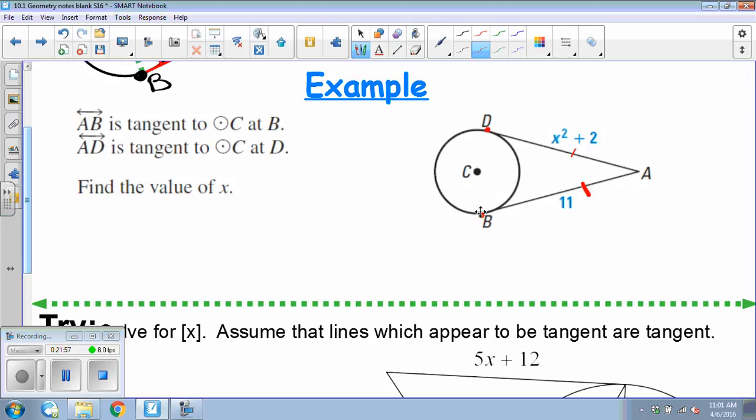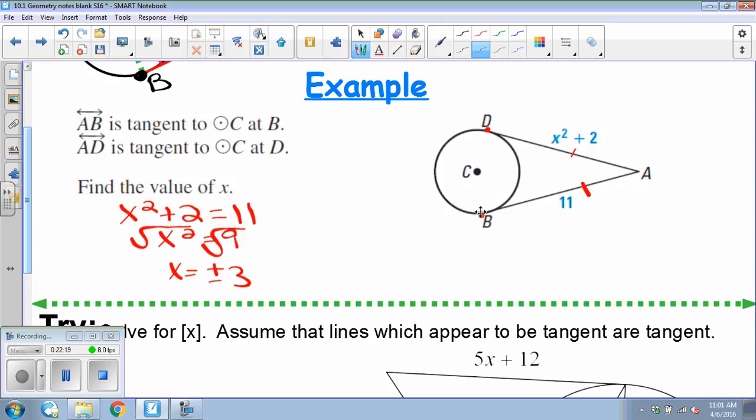So if we have to solve for x, what does our equation look like? x squared plus 2 equals 11. And then you just solve for x. So we subtract 2 from both sides, so x squared equals 9. Take the square root, so x equals plus or minus 3.